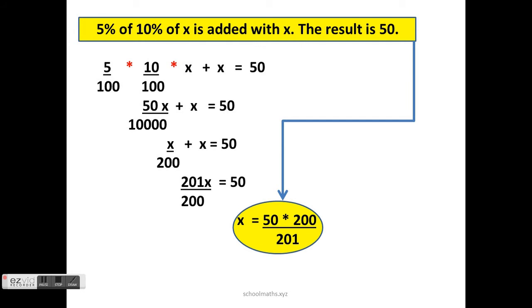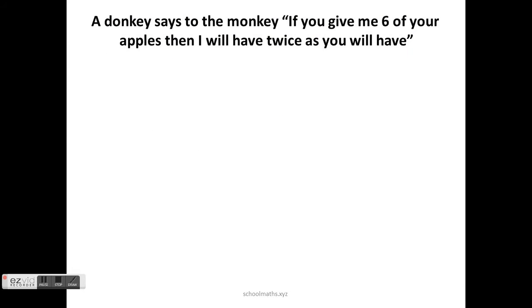Next, a donkey says to the monkey, if you give me 6 of your apples, then I will have twice as many as you will have. Donkey and monkey both have some apples. The donkey is saying to the monkey, give me 6 apples, so I will have twice as much as you will have after subtracting 6.